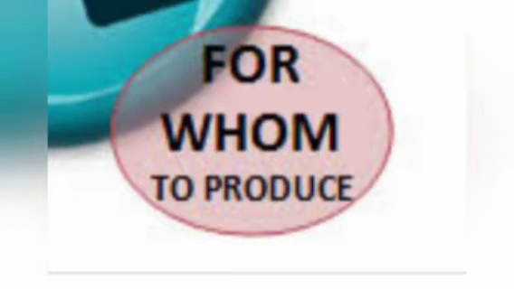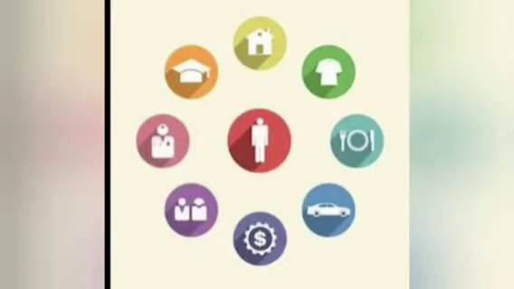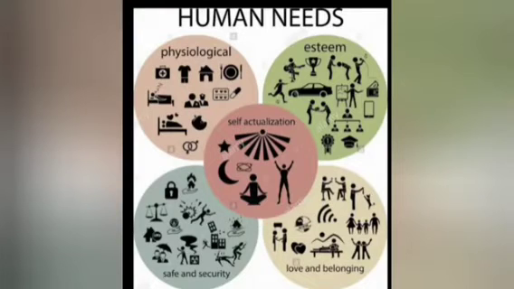Next we have to identify the answer for the last question, for whom to produce. Production is undertaken to satisfy the wants of the society. Underline that sentence. Production is undertaken to satisfy the wants of the society. Human wants are unlimited. That everyone knows, isn't it? As soon as one gets satisfied, another crops up. If we satisfy one need, the next one arises.